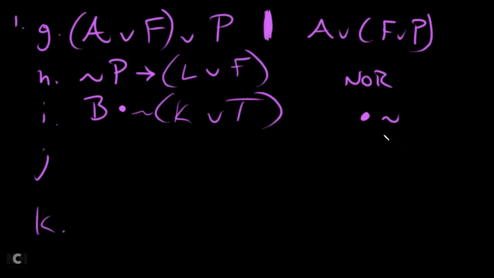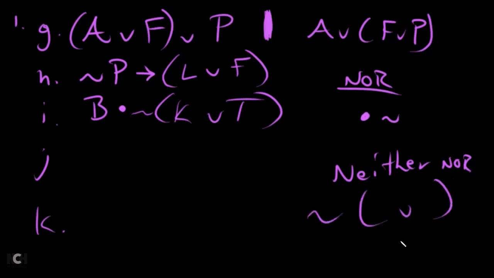That's why I want to avoid it most of the time. Okay, "nor." You think, well, how could that possibly mean "and squiggle"? But if you see "neither... nor," that means you've got a wedge with a squiggle on the outside. So for example, if I said "neither A nor B," that would be this. But if I said "A nor B," that would be A and squiggle B.